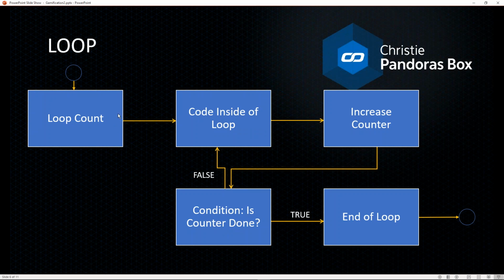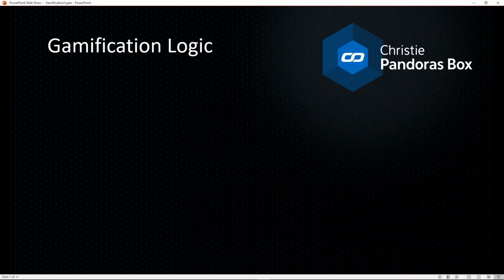We have our loop count, with our code inside of a loop. We start with a number and increase the number. If we have 1 to 10, the loop would run 10 times, and then it would exit. JSON, we'll look at in a moment. So we have our gamification logic. We have to make Pandora's Box do what we want it to do, because we're using Pandora's Box as the interface for the user, to show the user their interface to play the game.